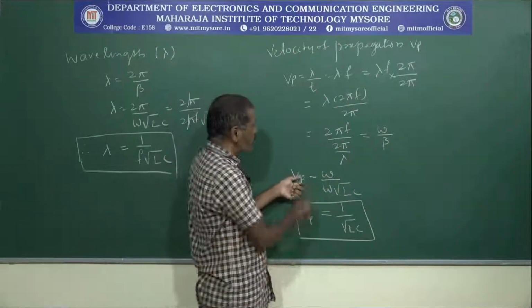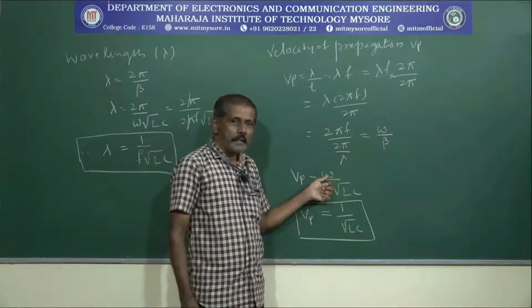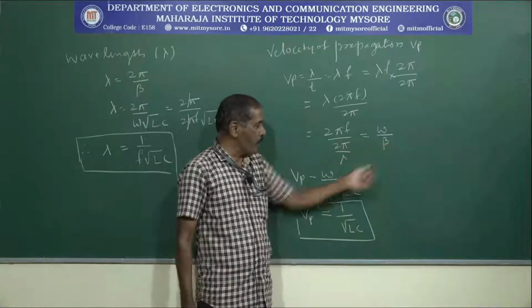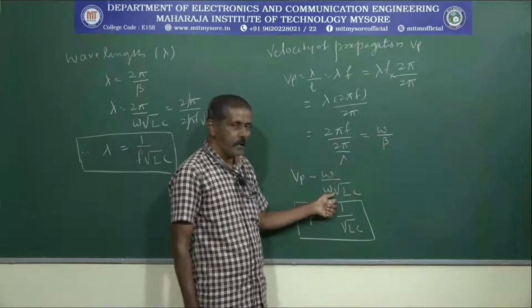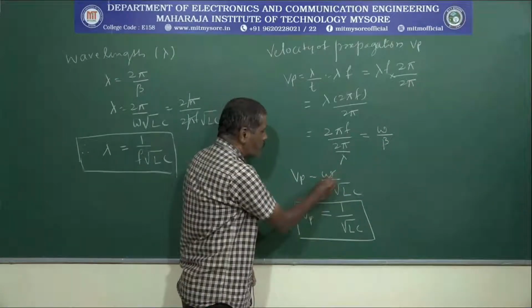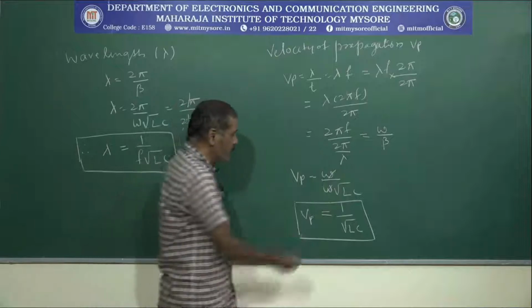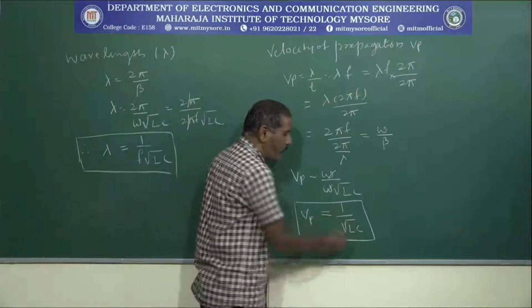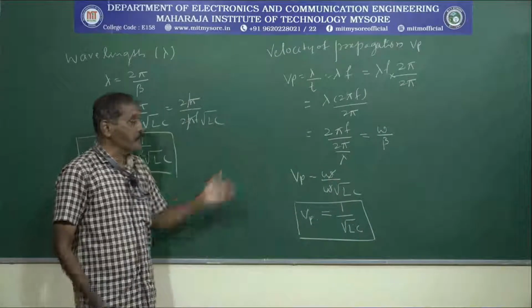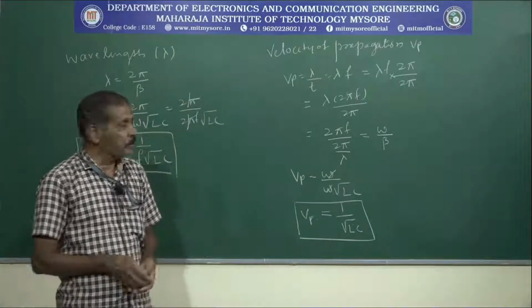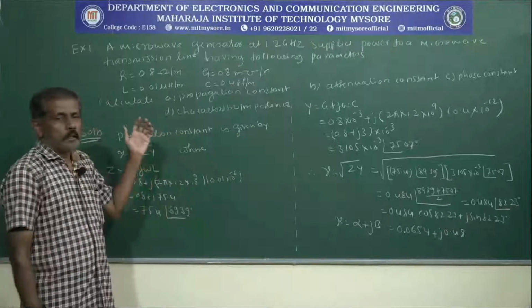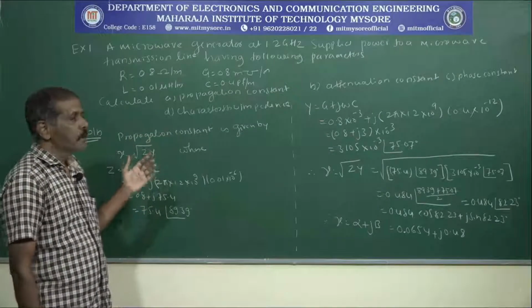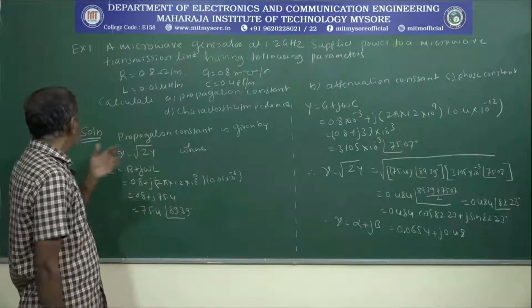Therefore, Vp is equal to omega, which we write as it is, divided by beta. We know that beta is equal to omega into root of LC. So substitute omega into root of LC, and this omega will get cancelled. Therefore, Vp is equal to 1 by root of LC. These are some of the equations which are used to calculate the various parameters. Let us solve some problems on these transmission lines.